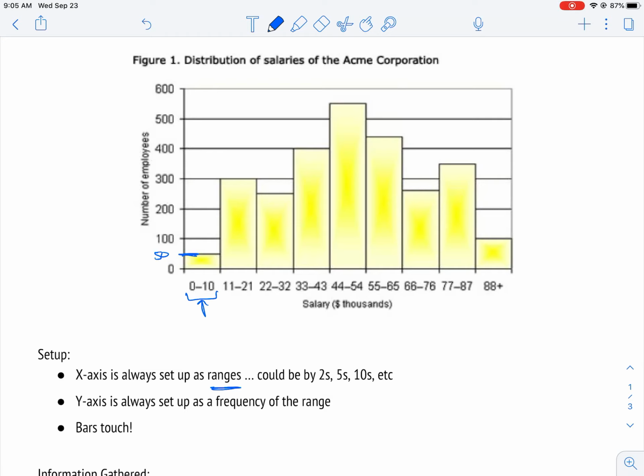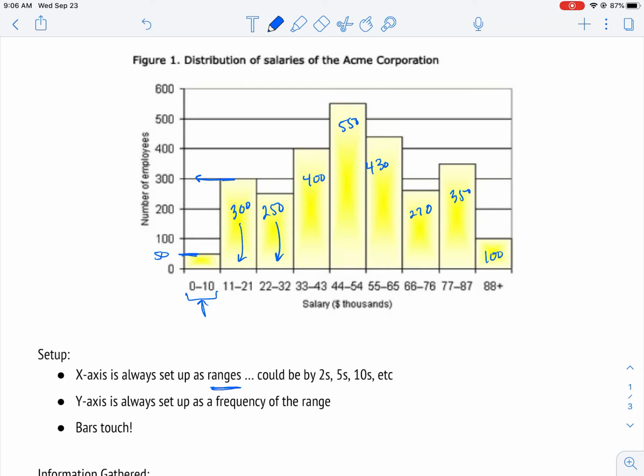In the 11 to 21 range, and this is in thousands, there were 300, right? Because it's going up to this 300 mark. In this one, it looks like it could be 250, then 400, hopefully you're seeing how this works. 550, maybe 430, 270, maybe 350, and then the last one is 100. So you can see that there are 300 people that make between this amount of money, 250 people making between 22 and 32,000, etc. So that's what this histogram is all about, showing that data.